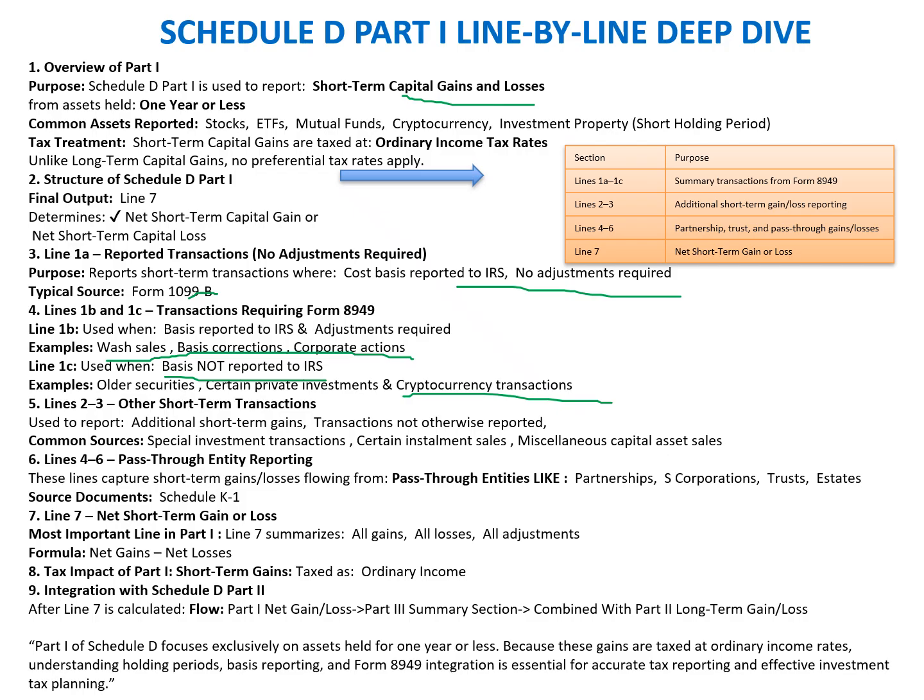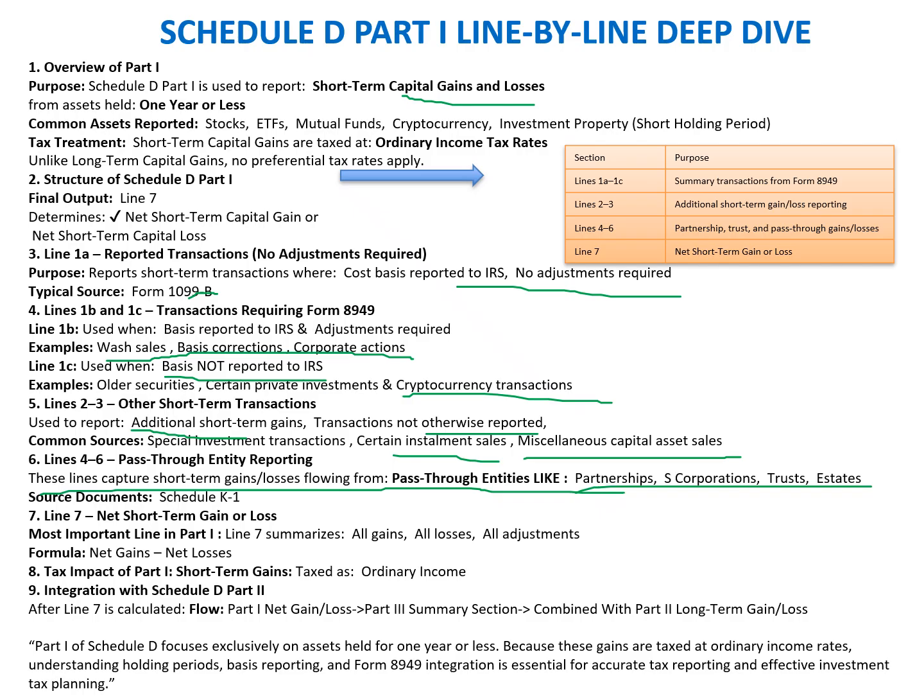Lines 2 and 3 are other short-term transactions, used to report additional short-term gains and transactions not otherwise reported through 1099-B. Common sources are special investment transactions, certain investment sales, and miscellaneous capital asset sales. Lines 4 to 6 come from pass-through entities, entities that are not themselves subject to the tax, like partnerships, S corporations, and trusts. The income from a partnership is taxed in the hands of the partner, so all the information flows to the partner, which needs to be reported in Schedule D. We'll talk about the concept of pass-through entities in the upcoming slides.